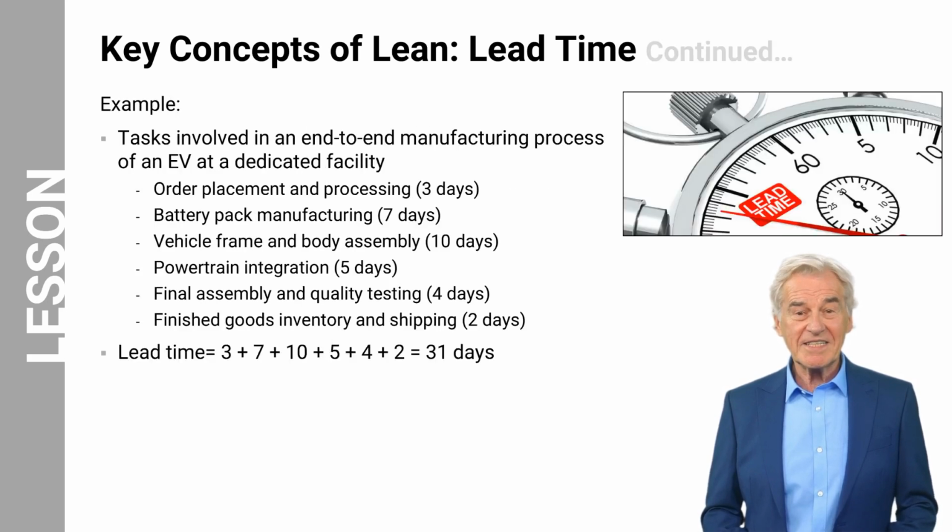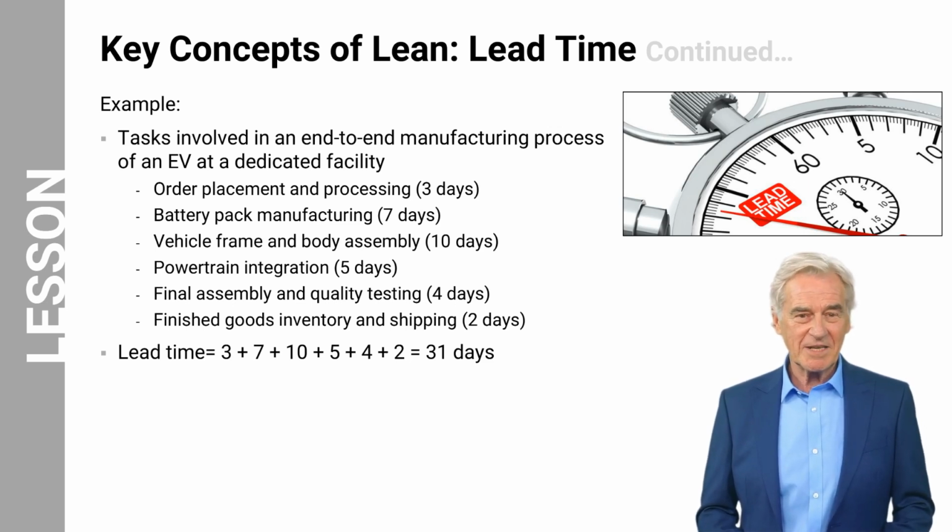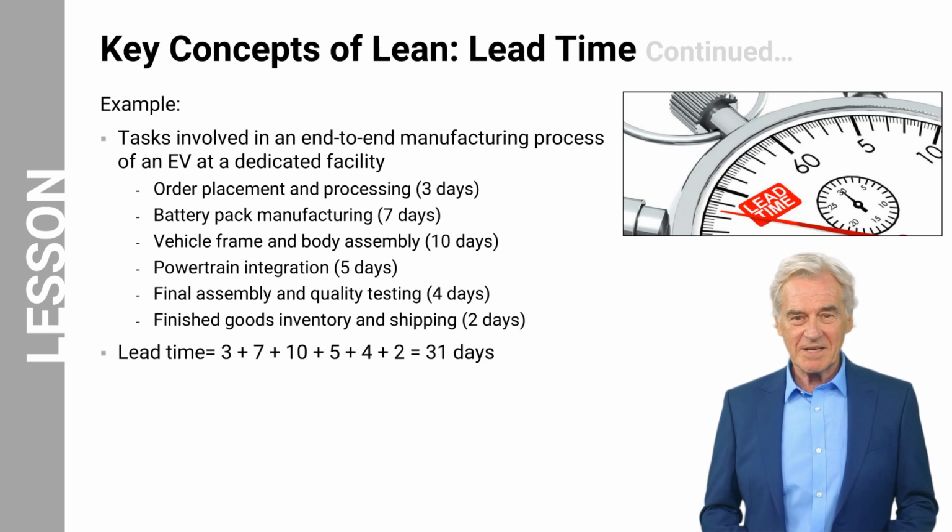Now, let us see an example for calculating lead time for the end-to-end manufacturing process for an EV at a dedicated facility. Typical tasks would involve order placement and processing, battery pack manufacturing, vehicle frame and body assembly, powertrain integration, final assembly and quality testing, and finished goods inventory and shipping. The time taken for each step is mentioned here. The lead time adds up to 31 days.